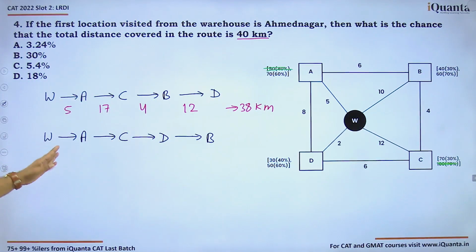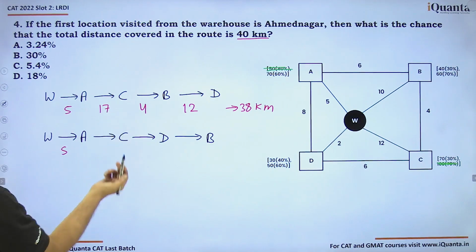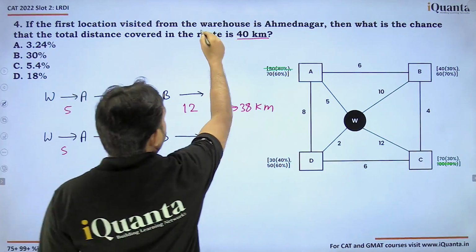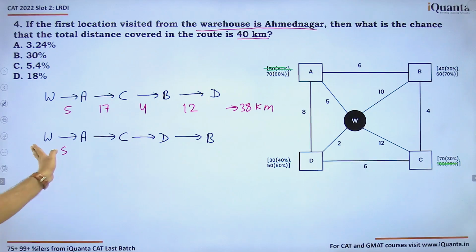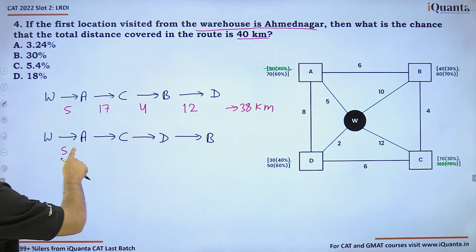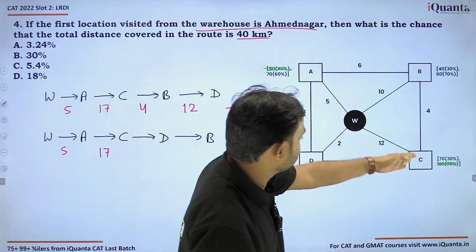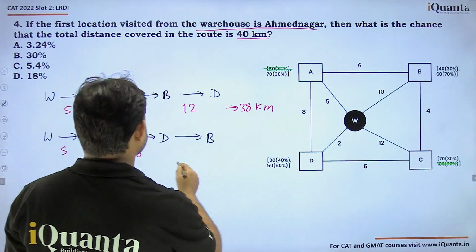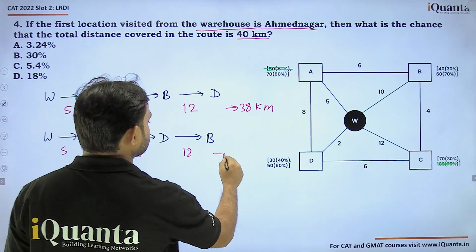So W to A, again 5. W to A to C is fixed always. As soon as it says in the question that the first location is Ahmednagar, the second location is C, fixed. So we don't need to worry about this. We need to worry about this or this. So A to C, the distance is 17. C to D, the distance is 6. And D to B, the distance is 12. So 18 plus 22, the distance is 40 kilometers.